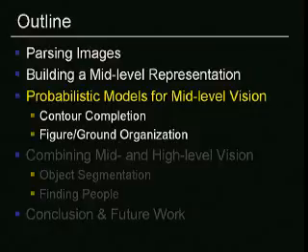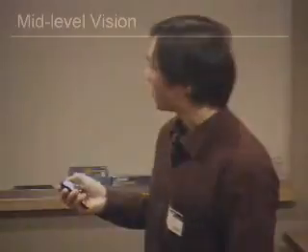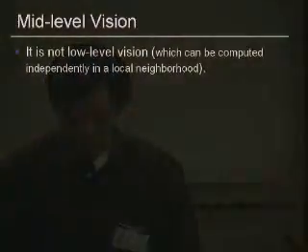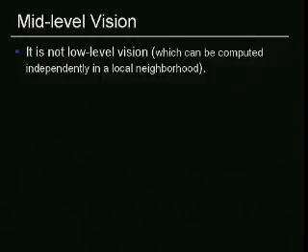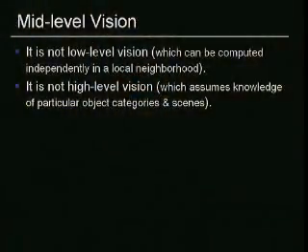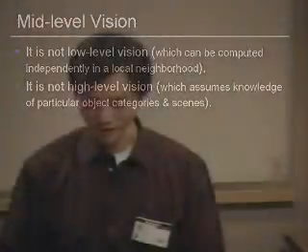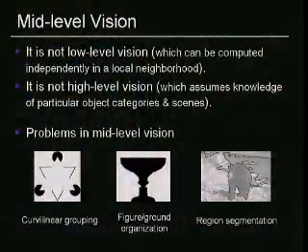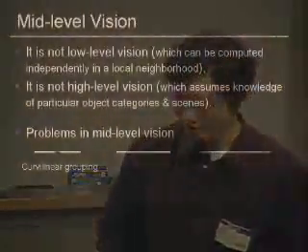Okay, just an analogy. So I've talked about the mid-level representation, and then let's see what we can do with it. So mid-level vision, I want to say a few words. Mid-level vision, it's not low-level vision that you can compute from a neighborhood. And it's not high-level vision, and we don't have notions of objects or scenes in it. And here are the important problems in mid-level vision: curvilinear grouping, figure-ground organization, or region segmentation. And I'm going to talk about these in turn.